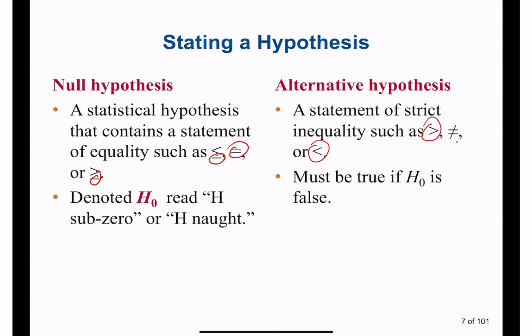If null hypothesis claim is less equal, complement will be greater, right? If null hypothesis claim is equal sign, alternative will be not equal. If null hypothesis claim is greater equal, then alternative will be less. So this is gonna be our case for hypothesis testing.